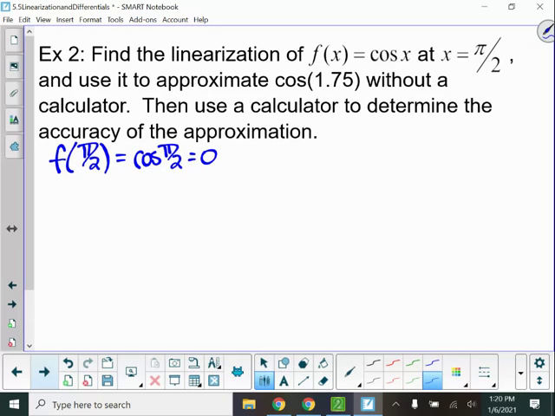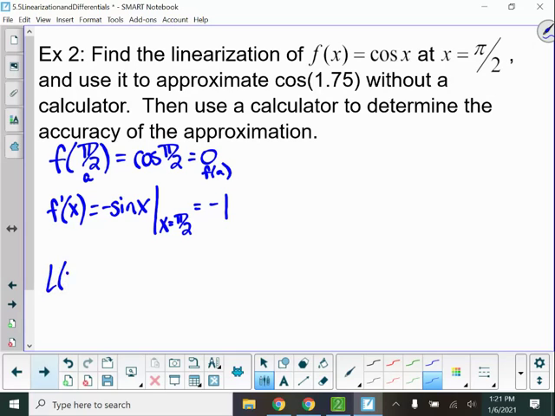is 0. So pi over 2 is going to be like my a, 0 is going to be my f of a value. Then I have to find my f prime value. So f prime of cosine is going to be negative sine, and then I'm approximating that at pi over 2. Well, the sine of pi over 2 is positive 1, and then you have the negative out in front, that's where we get the negative 1. So that's going to be like our f prime of a value.